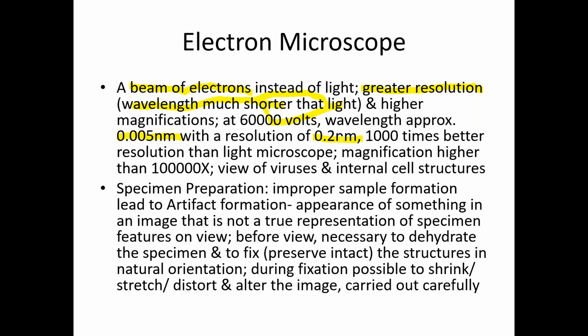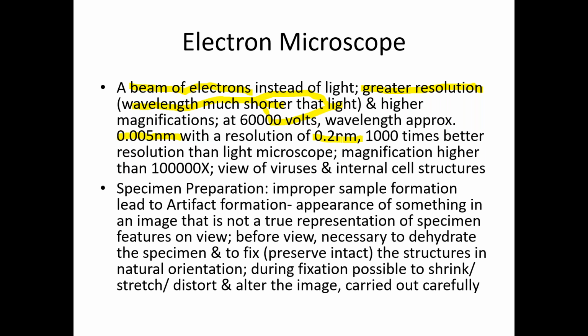So in light microscope, it is around 200 nanometer resolution, whereas in electron microscope, it is around 0.2 nanometer resolution. In light microscope, for example, if we are using blue light, the wavelength is around 480 nanometer, whereas in electron microscope, if we are producing a beam of electrons at 60,000 volt, the wavelength will be approximately 0.005 nanometer.